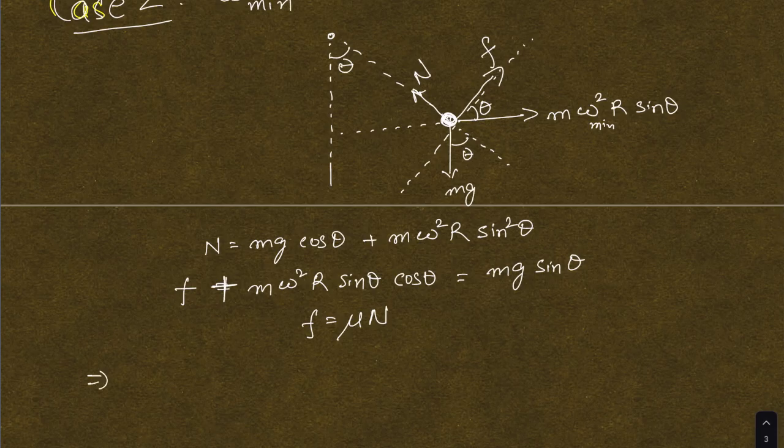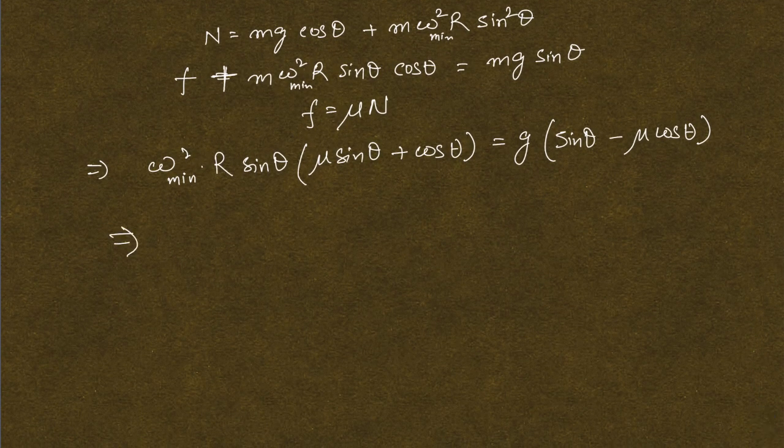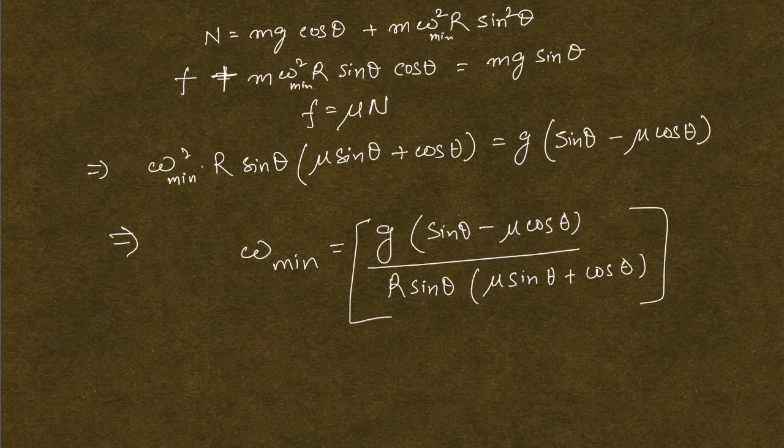So all of this implies that omega min square r times sine theta times mu sine theta plus cos theta equals g times sine theta minus mu cos theta. Hence, omega min is g times sine theta minus mu cos theta upon r sine theta times mu sine theta plus cos theta, to the power half.